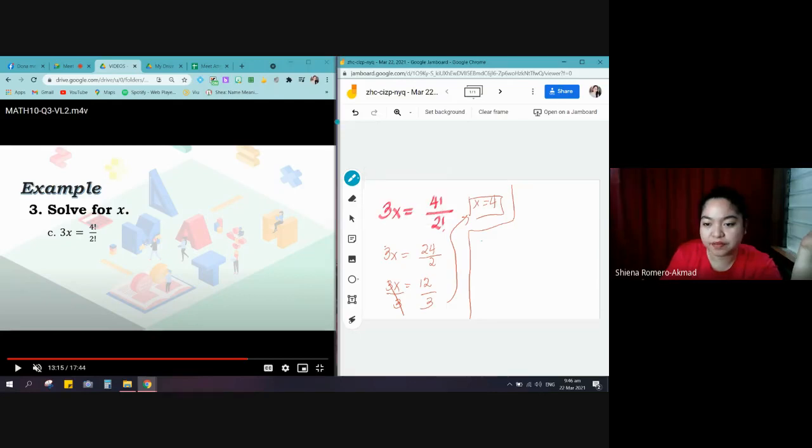Or we can also do another way. We have 3x equals 4 factorial divided by 2 factorial. Pwede natin siyang i-express with a factor of 2 factorial. 3x equals 4 times 3 times 2 factorial divided by 2 factorial. Then we can cancel, and we'll have 3x equals 4 times 3. Divide both sides by 3.